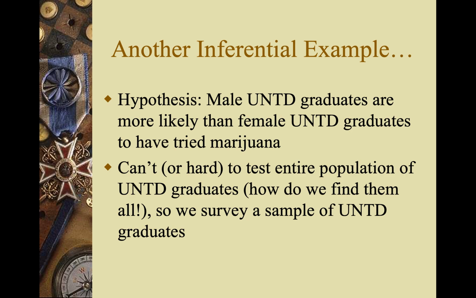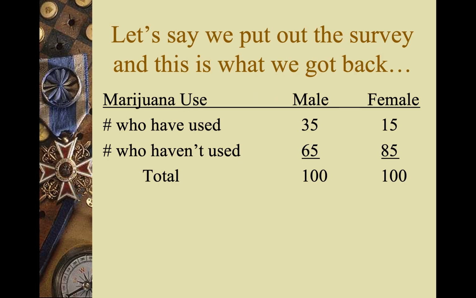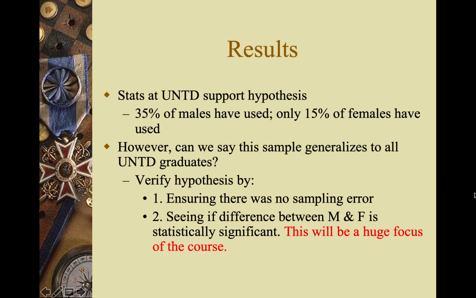So instead what we have to do, our entire population is UNT graduates, but because we can't access them, we have to survey a sample of the UNT graduates. So let's say we sent out the survey, we grabbed our sample and we sent it out. We sent out the survey to our sample, and this is what we got back. So males had reported that 35 have used, 65 haven't used. Females reported 15 and 85. So we had 100 males and 100 females participate in the survey.